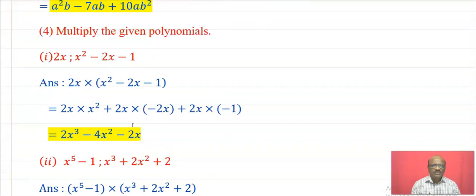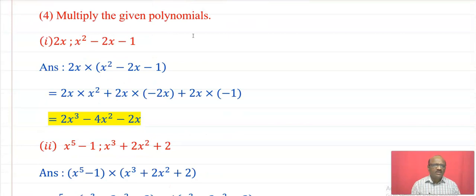Now the next problem is multiply the given polynomials. Now the first polynomial is 2x and second is x square minus 2x minus 1. Now see this multiplication. 2x into, in bracket, x square minus 2x minus 1. Now 2x into x square, then you will get 2x cube. 2x into minus 2x, that is minus 4x square. 2x into minus 1, that is minus 2x. And therefore you will get 2x cube minus 4x square minus 2x in this way.